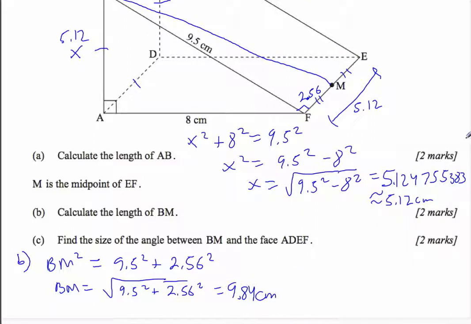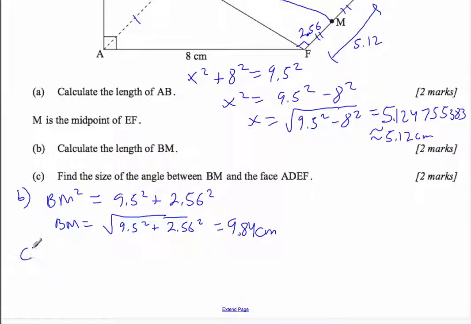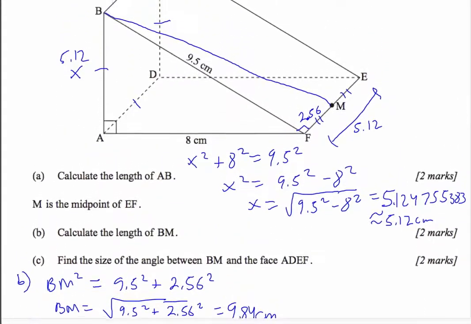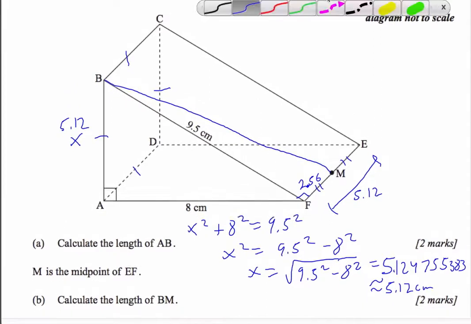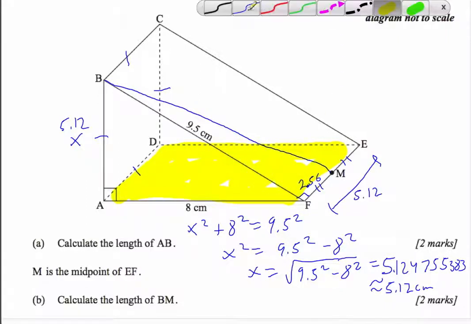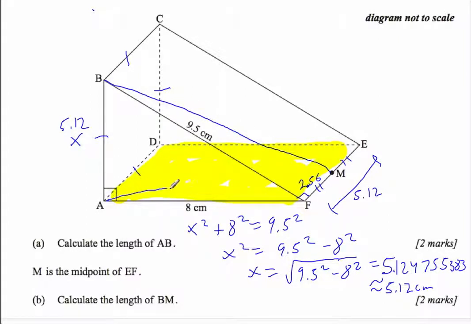Okay, so I've got that, and part C, find the measure, this is a tricky one, of the angle between BM and face ADEF. Face ADEF is this rectangle down here. If I want to find the angle between a line and a face, and this is the line BM, I need to draw a line directly under BM, like so, and that's the angle we're looking for right there. That's a right angle.